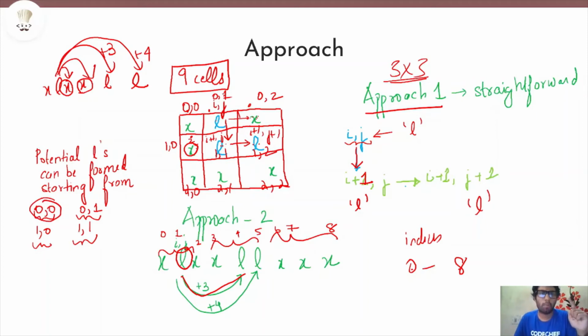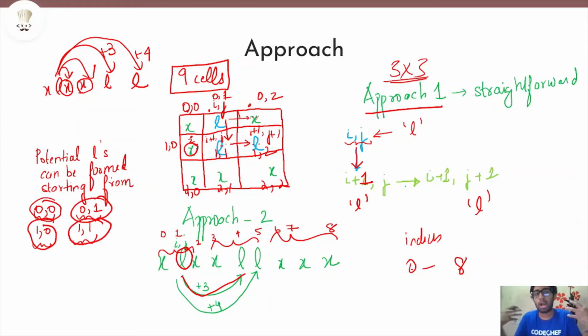Starting from index 0, 1, can there be a potential L? Yes, if 0, 1 equal to L, if my 1, 1 equal to L and my 1, 2 equal to L, there is a potential of an L formed starting from my index 0, 1. This is a potential starting point. Now from my 1, 0, can I form a potential L? If 1, 0 is L, if 2, 0 is L, and if 2, 1 equal to L, this is a potential starting point. From 1, 1, if I start and it's L, and 2, 1 is L, and 2, 2 equal to L, there is a potential starting point from 1, 1.